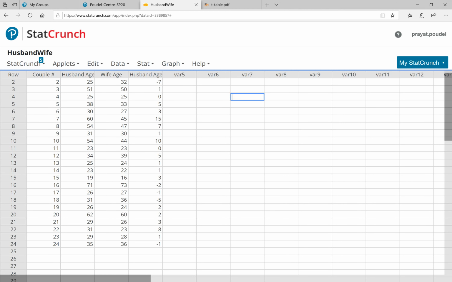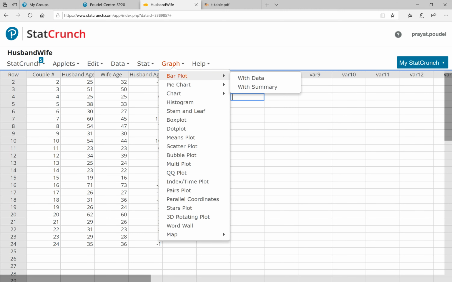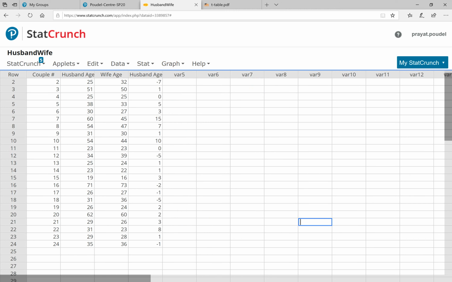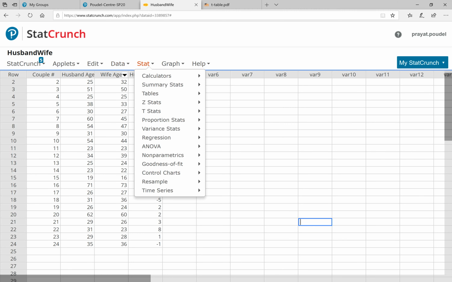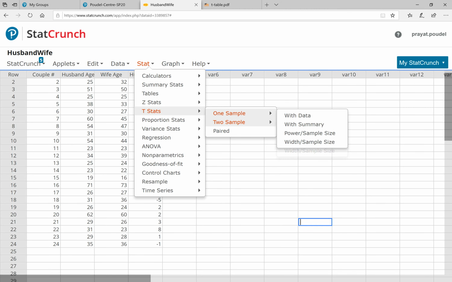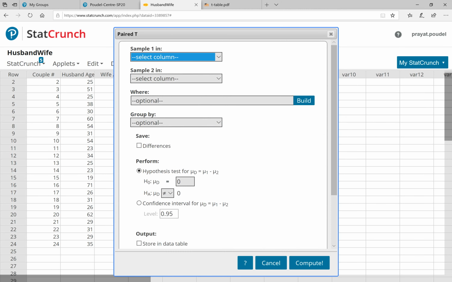One more thing I wanted to point out. We could have done the exact t-test without actually computing this difference. I wanted to emphasize that when we're doing paired analysis, we are doing it on the difference. We could have just asked StatCrunch to do the analysis without computing the difference. To do that, we'd go to t-stats, but instead of one sample or two sample, we'd go to paired. Sample 1 would be the husband's age and sample 2 would be the wife's age, and we're looking at the hypothesis test for the difference, where our alternative hypothesis was bigger than 0.